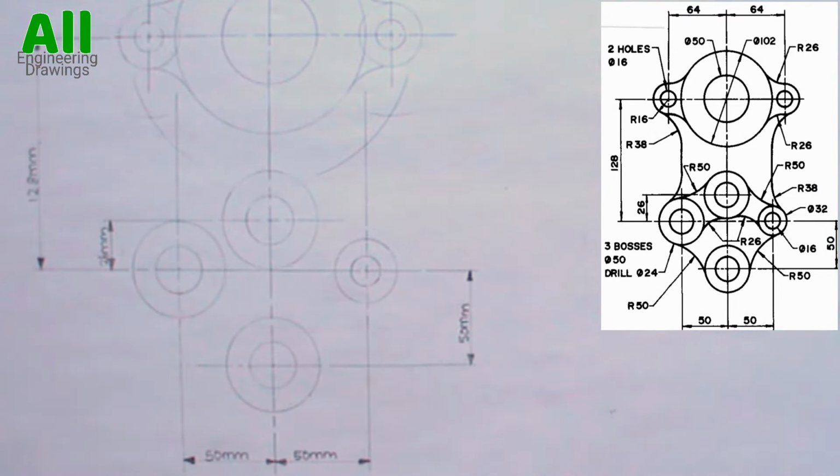After that, I will add the radius of the tangential arc and this circle, which is 16 plus 38, which will give us 54. So I will extend my compass to a radius of 54 millimeter. Then I will place my compass on the center of this circle and cut an arc on the parallel line. I will also place my compass on the center of this circle and cut an arc on this parallel line.